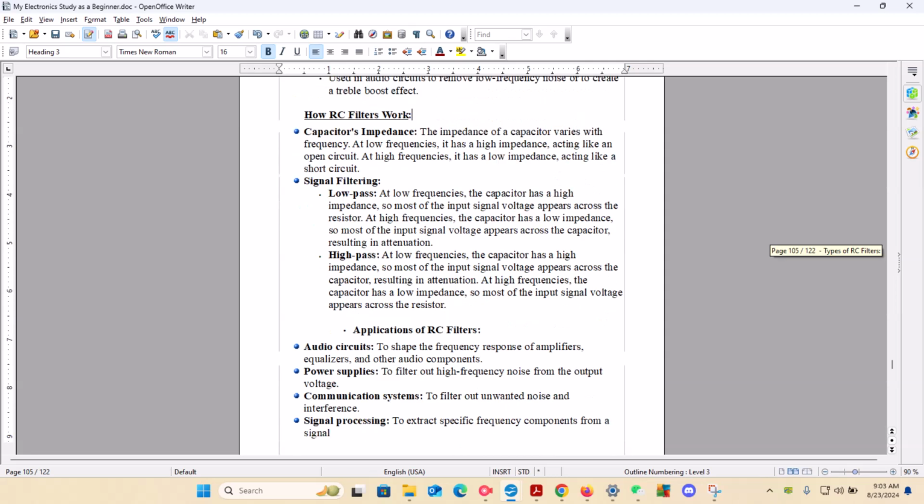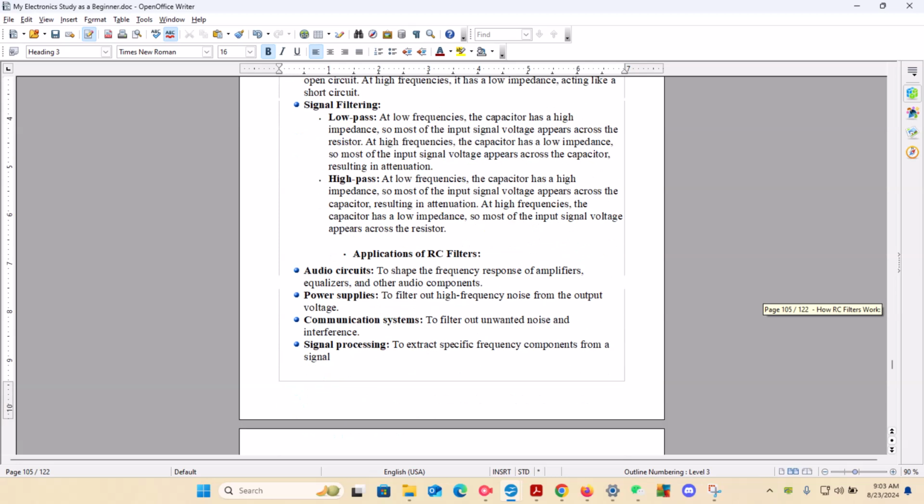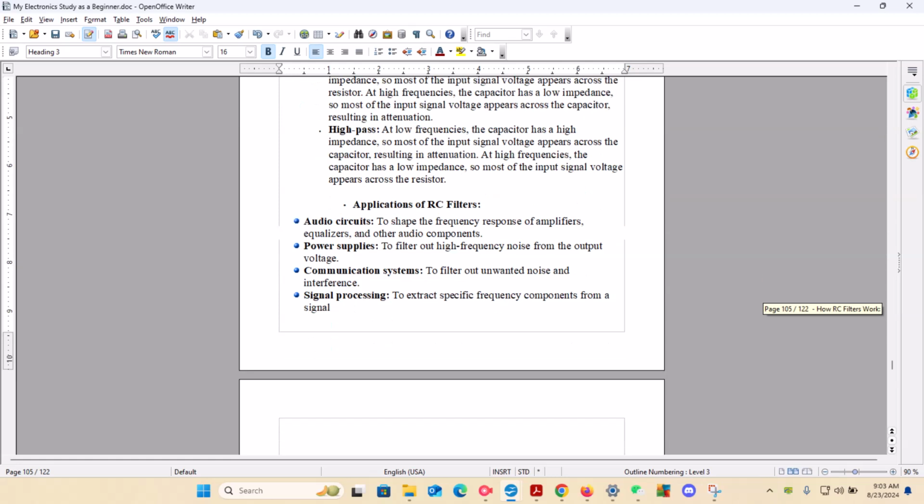In addition to that, a high pass, in contrast to a low pass, is that at low frequencies the capacitor has a high impedance, so most of the input signal voltage appears across the capacitor, resulting in attenuation. That is, at high frequencies the capacitor has low impedance, so most of the input signal voltage appears across the resistor. So let's talk about some applications of RC filters.